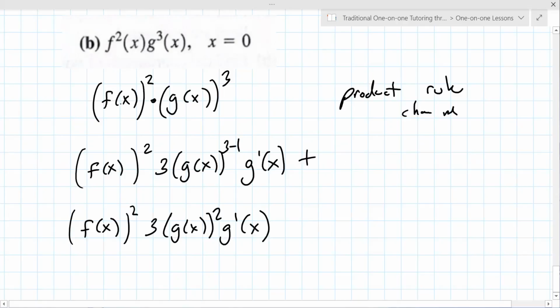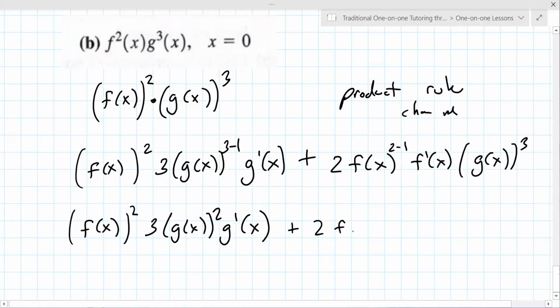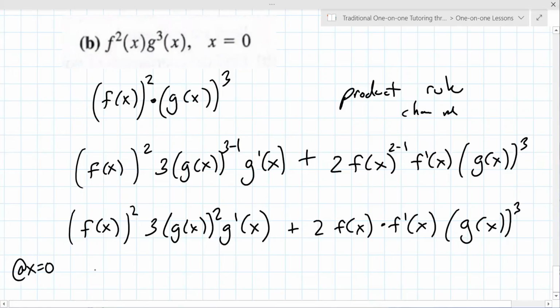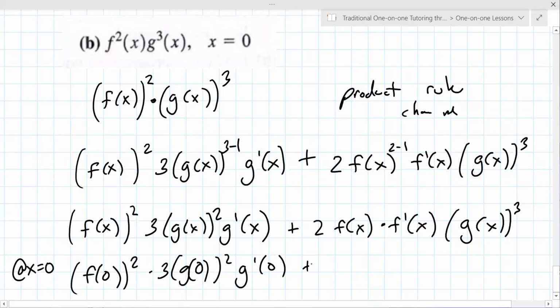Plus, now you take the derivative of the first: 2 f of x to the 2 minus 1, f prime of x, and then you keep the second, g of x cubed. So plus 2 f of x to the power of 1 times f prime of x times g of x cubed. A long problem. Now you plug in 0, at x equals 0. So f of 0 squared times 3 g of 0 squared times g prime of 0, plus 2 f of 0 times f prime of 0 times g of 0 cubed.